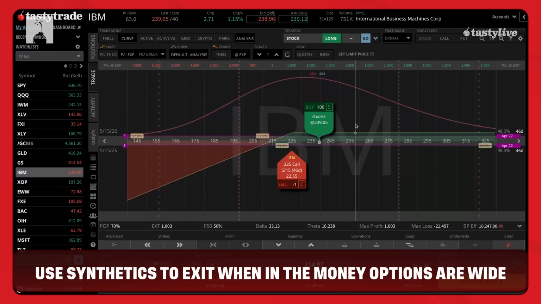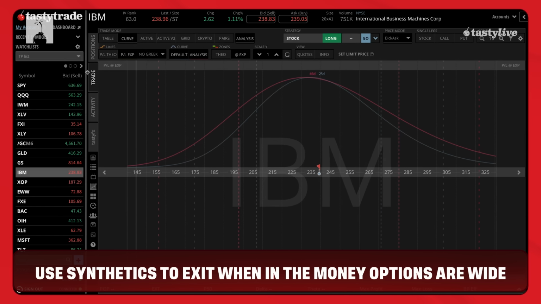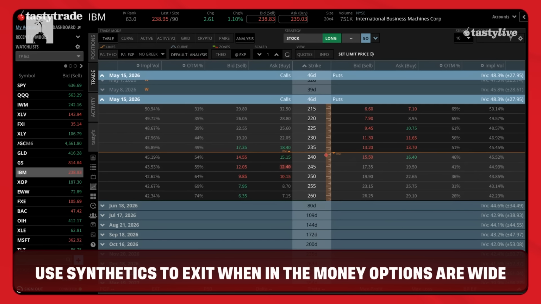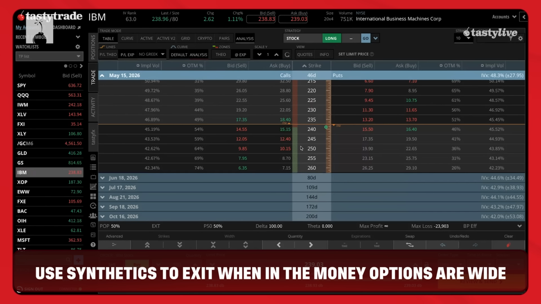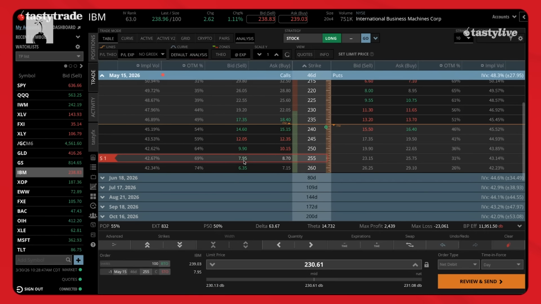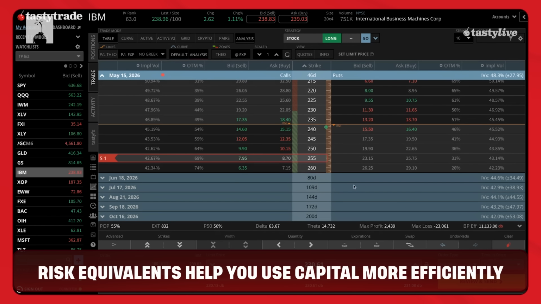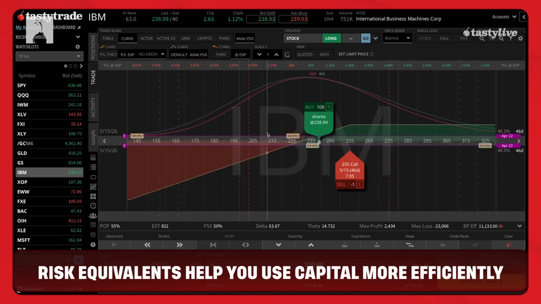Okay, let's adjust this a little bit. So let's clear this out, and let's start with the covered call part. I'm going to buy the stock, 100 shares, and sell the 255 call against it, to create a covered call. Okay, let's go to the curve, go to the analysis, and that's what that trade looks like.